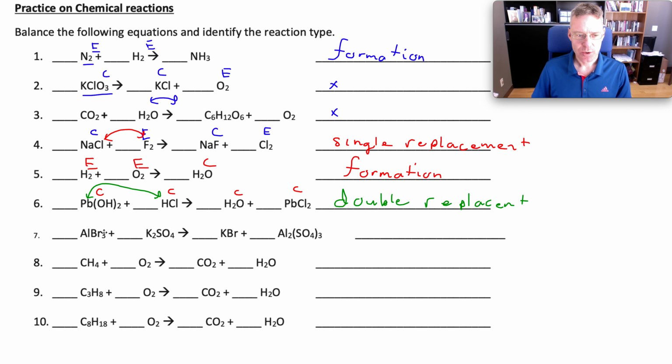Next one is quite similar. We have aluminum bromide, we've got a compound, we've got another compound. This one is just polyatomic. We've got an ionic compound here, potassium ions and sulfate ions. We make potassium bromide, a compound, and lead sulfate, another compound. So we have another double replacement.